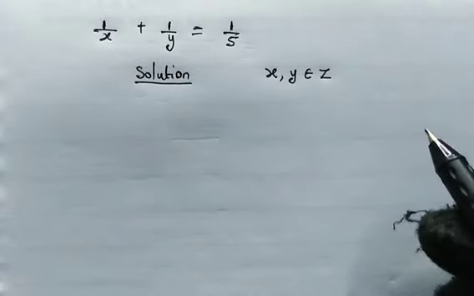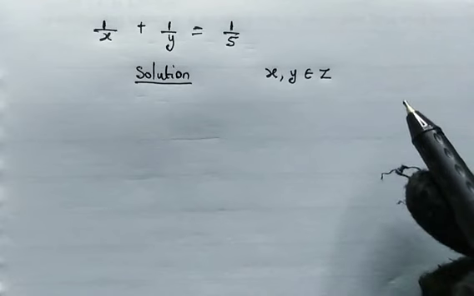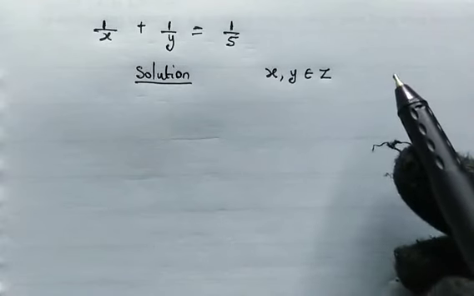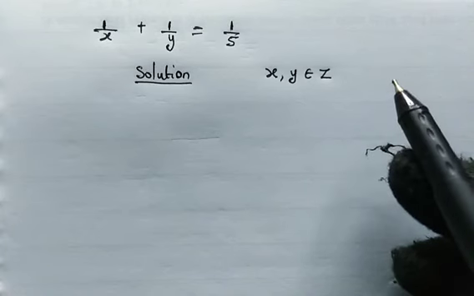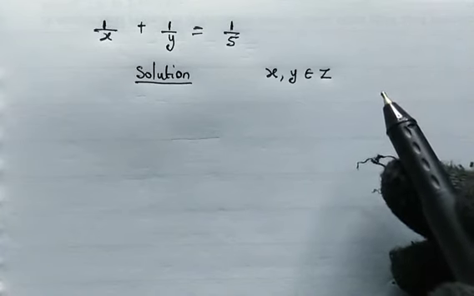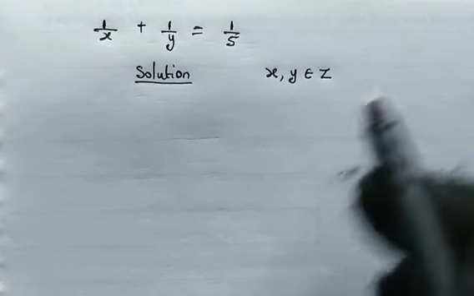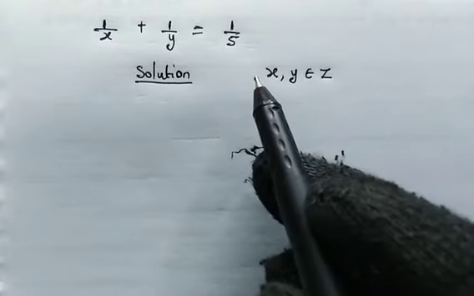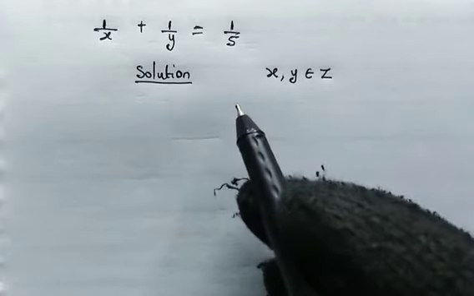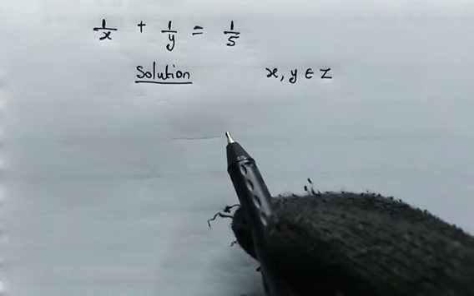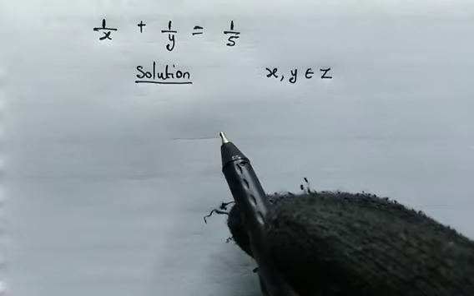Today we're going to solve for the integral values of x and y in the following given system of equation. This system of equation is just a single equation involving two different variables. And what do we call this type of equation? This type of equation is called a Diophantine equation, right? Okay, let's get into the video.